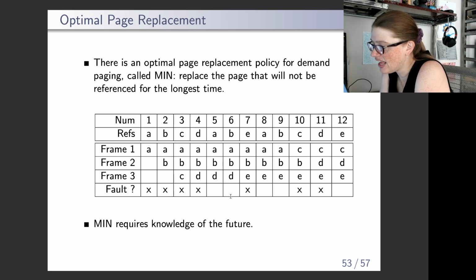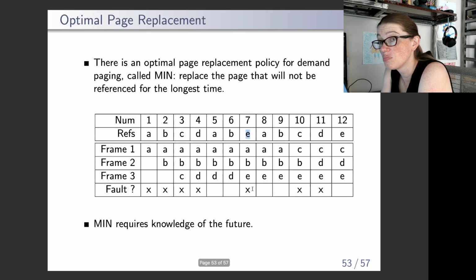Hit, and I don't get a miss until operation 7, where I try to access page E. And again, I'm going to evict one of A, B, or D, which I don't use for the longest time in the future, and that's going to be D. So I then get hit, miss. Significantly fewer page faults than the previous one. Pretty good, right?